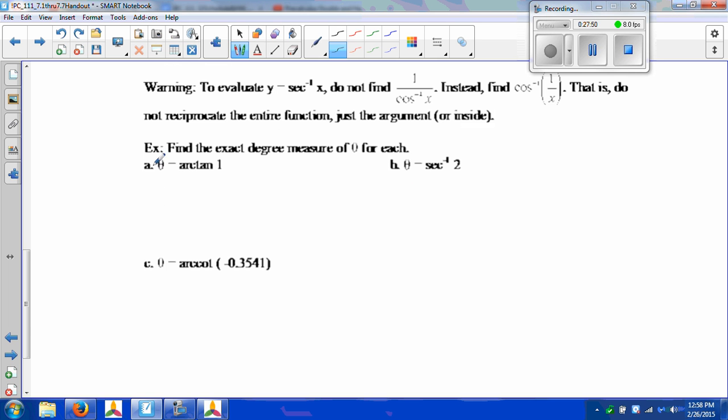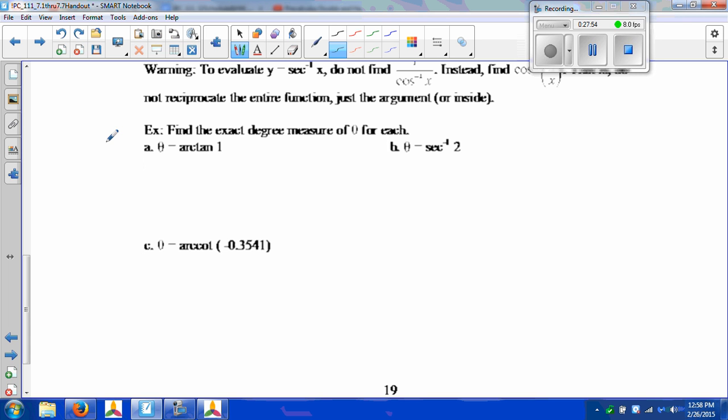Okay, so find the exact degree measure of theta for each. All right, so tangent of arc tangent of 1. So where is tangent 1? So remember, with tangent, you can answer here to here, not including these. Okay, so where is tangent 1? Well, that's right here, which is at pi over 4.